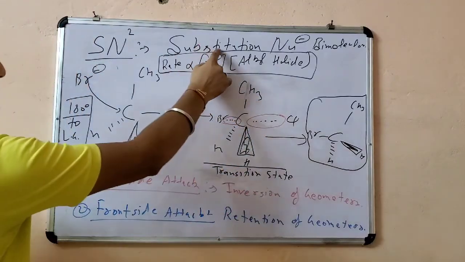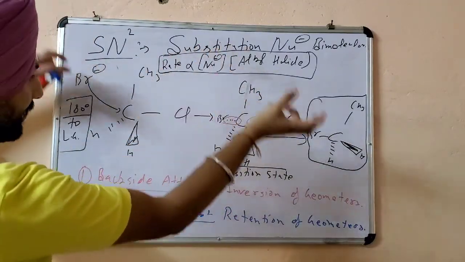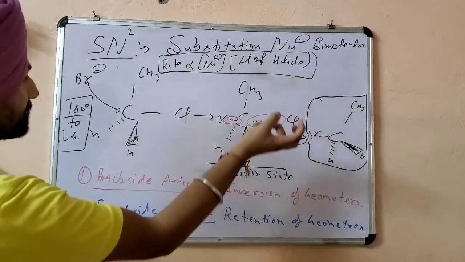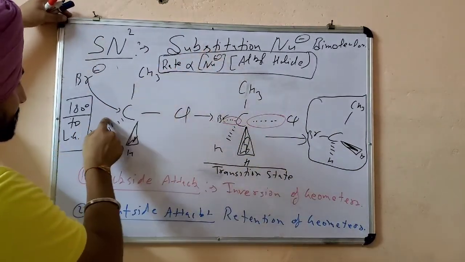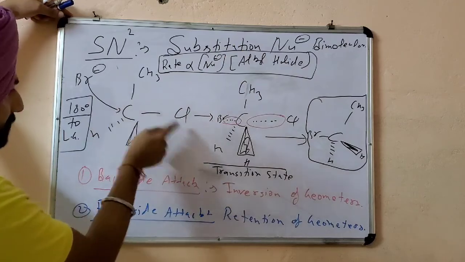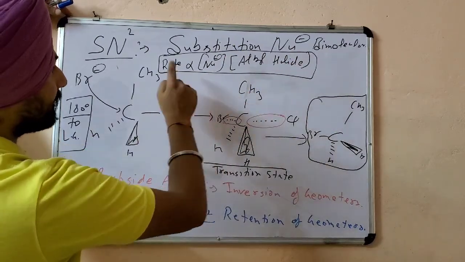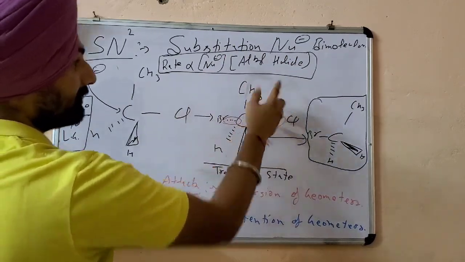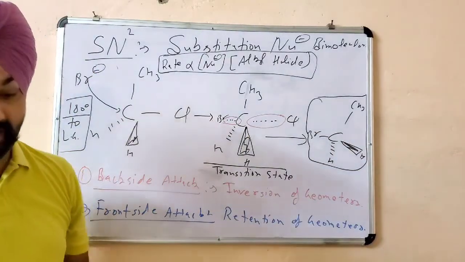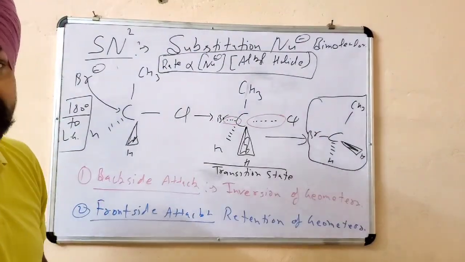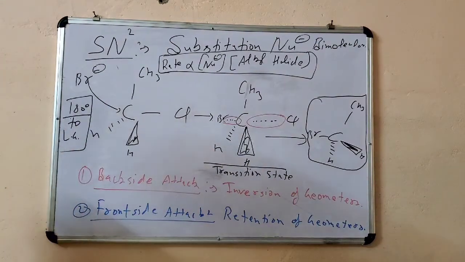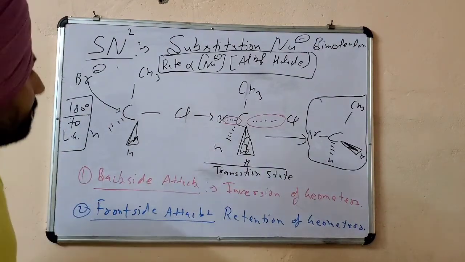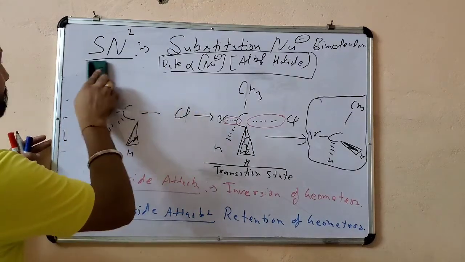This is the reason substitution is taking place. This chloride, this leaving group, is substituted with another incoming nucleophile. Substitution with the nucleophile, bimolecular, rate of reaction depends upon two molecules. So this is your SN2 mechanism. There are some factors which affect the reaction. First of all, it is favorable for the unhindered site.